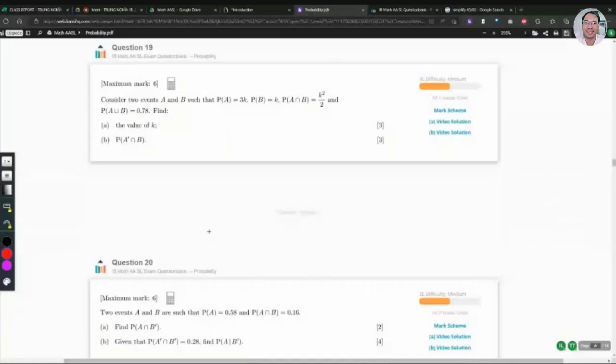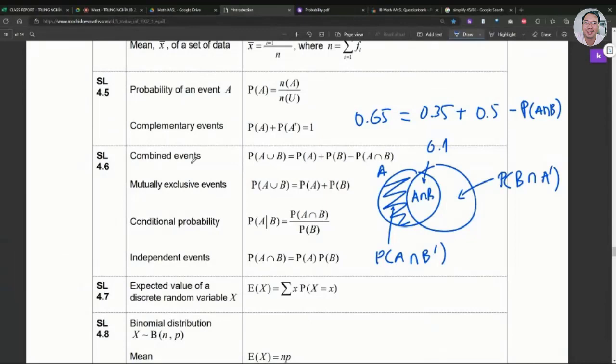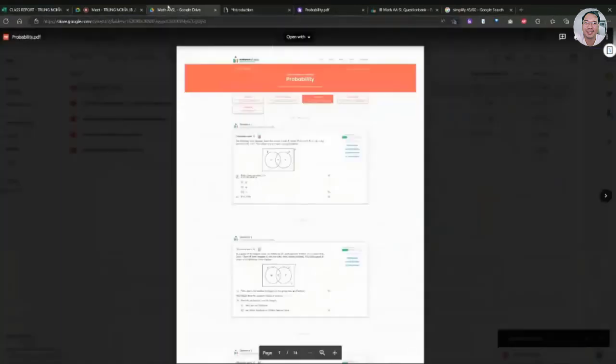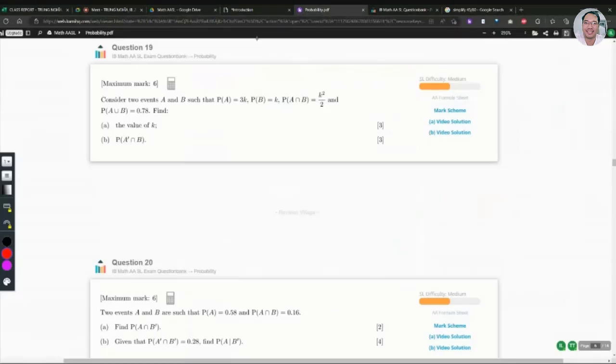A and B such that PA is 3K, PB is K, and P of A and B is K squared over 2, and A or B is 0.75. Use the equation of the combined event, which is the first equation here. Combined events. Just give it a read first. Write that equation again, just to remember it better. Sometimes you don't have to look into the formula booklet to find the equation.